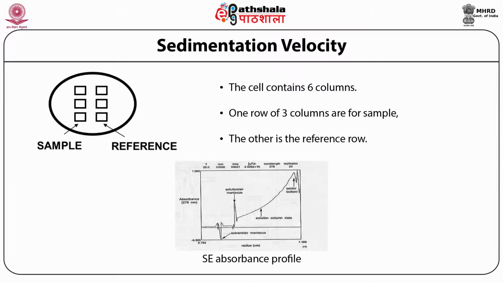At equilibrium, the concentration of the solute increases exponentially towards the cell bottom. Each column displays a different absorbance profile because the concentration of sample is varied in each. You can see here a sample picture showing the sedimentation equilibrium experiment.